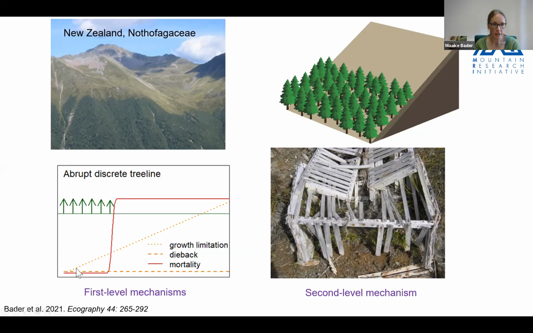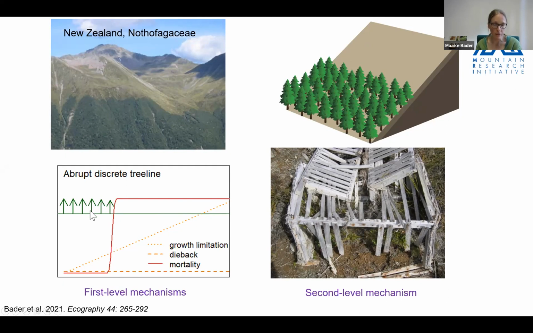In this case, the dotted line is the growth limitation. Growth limitation is always a factor at tree line, but in this particular case, growth limitation doesn't really affect the tree line very much, because there is something else happening before growth limitation gets really bad. And in this case, it is mortality. This mortality is suddenly rising at the edge of the forest, which is because of a positive feedback.